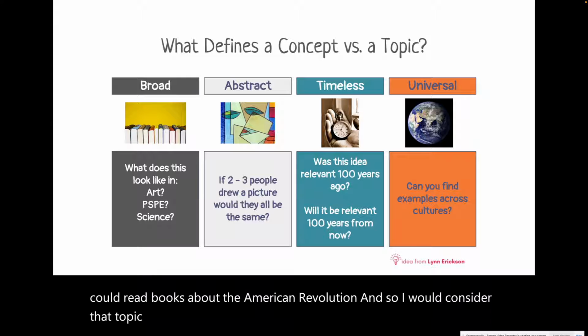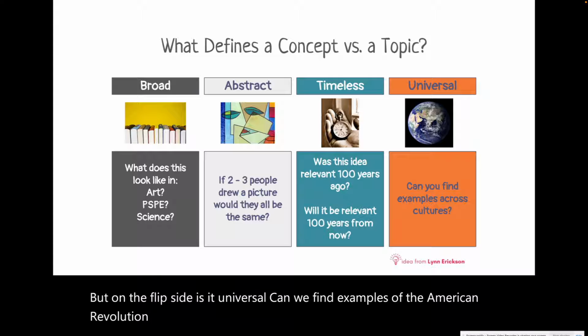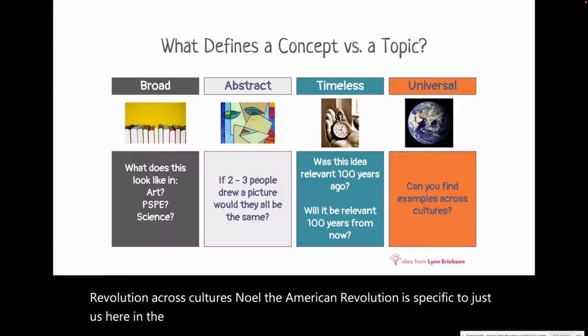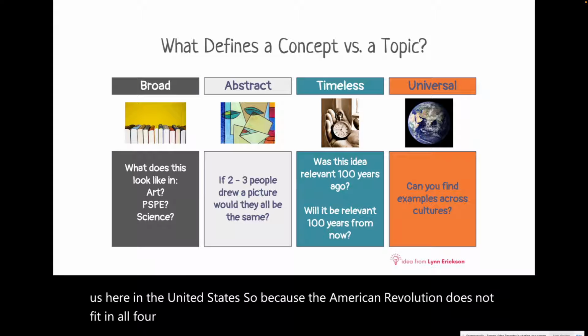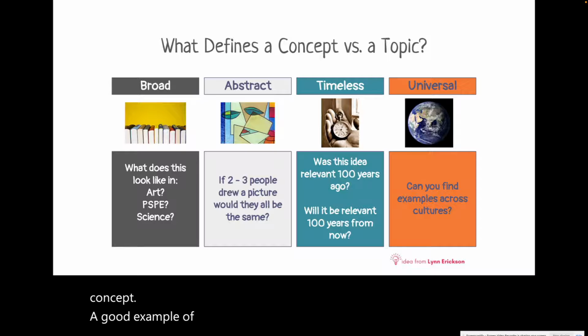But on the flip side, is it universal? Can we find examples of the American Revolution across cultures? No, the American Revolution is specific to just us here in the United States. So, because the American Revolution does not fit in all four of these categories, we would consider that a topic instead of a concept. A good example of a concept, on the other hand, could be revolution.